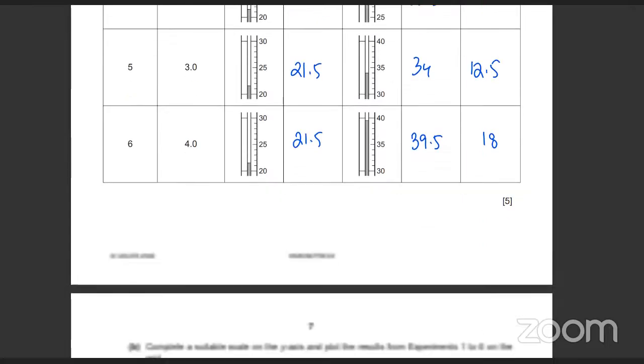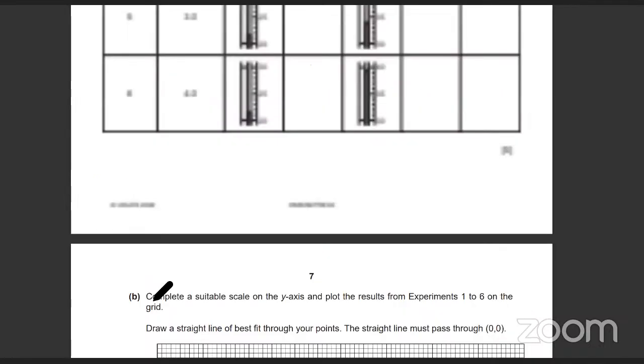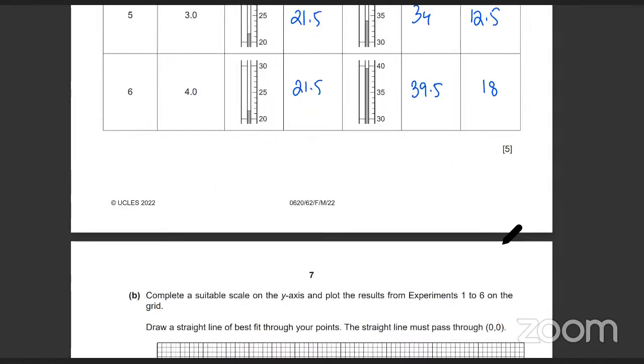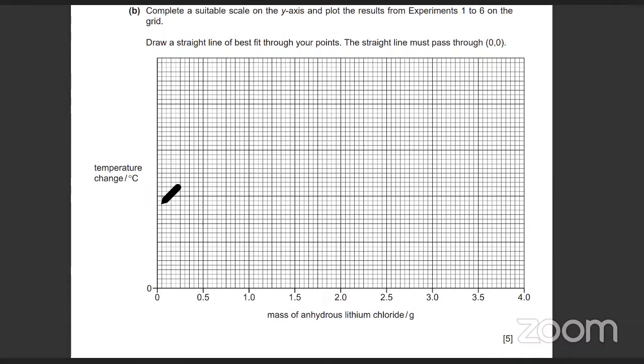As I say, you're being asked to plot a graph as well for this, and you have to choose the scale of the temperature change. It's going up to a maximum of 20. So I can take this as 10 and this one as 20. So this will be 15 and this will be 5 in the middle, okay?